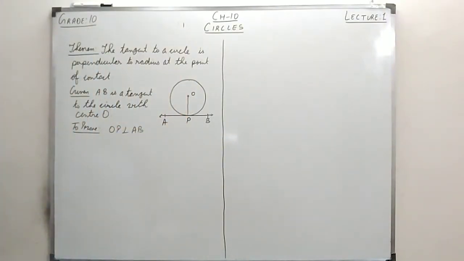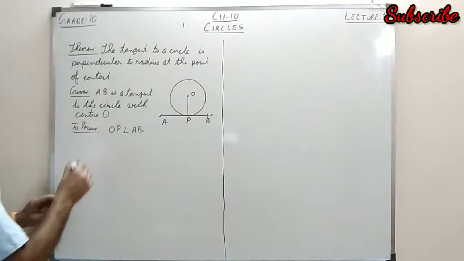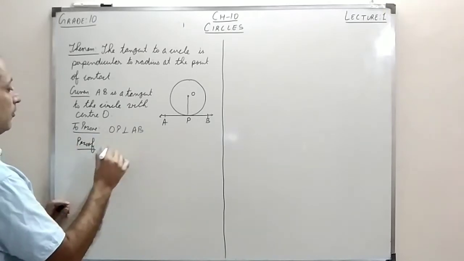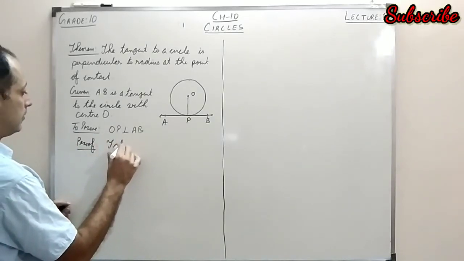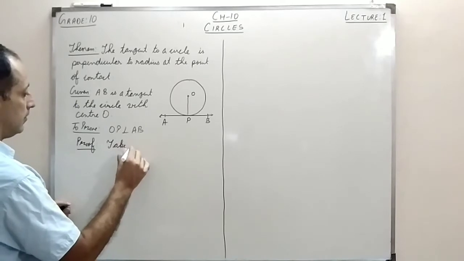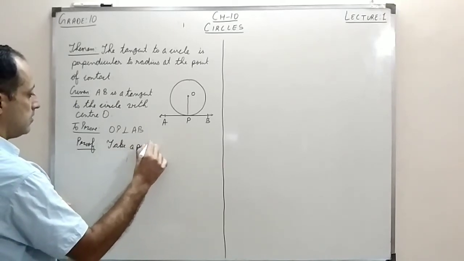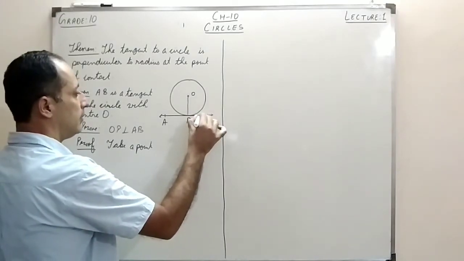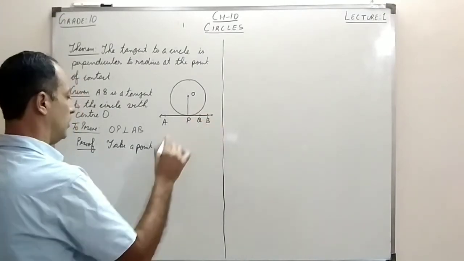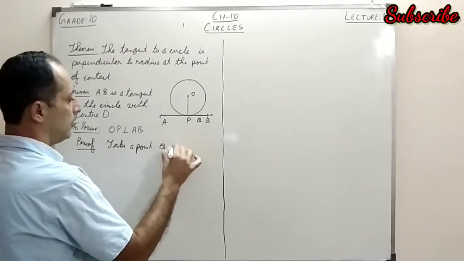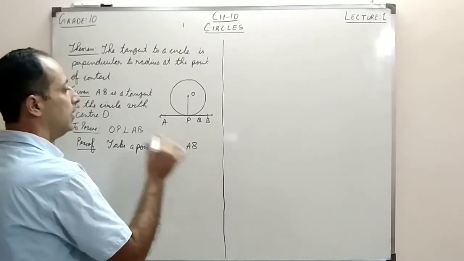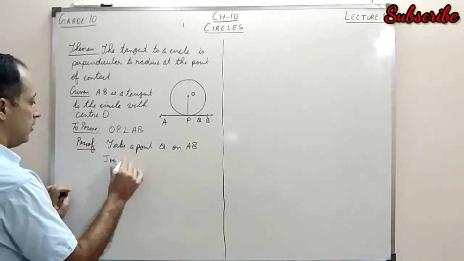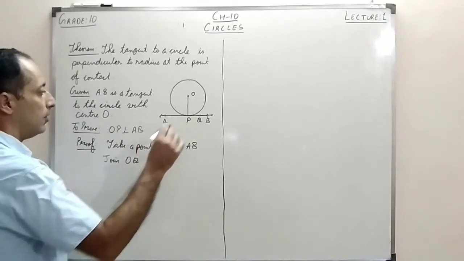Now we take the proof of this theorem. Suppose we take a point here, say Q. Take a point Q on AB. Then we join O with Q, join OQ.